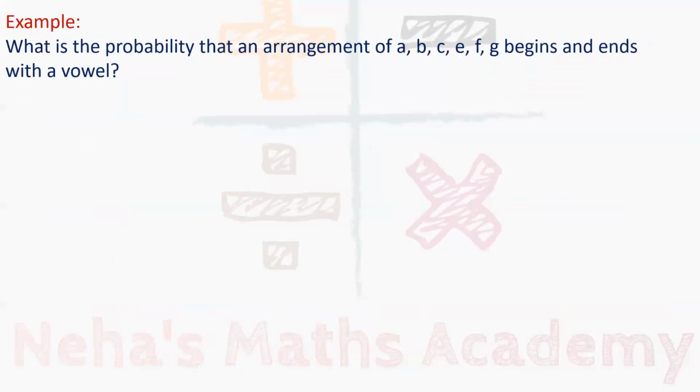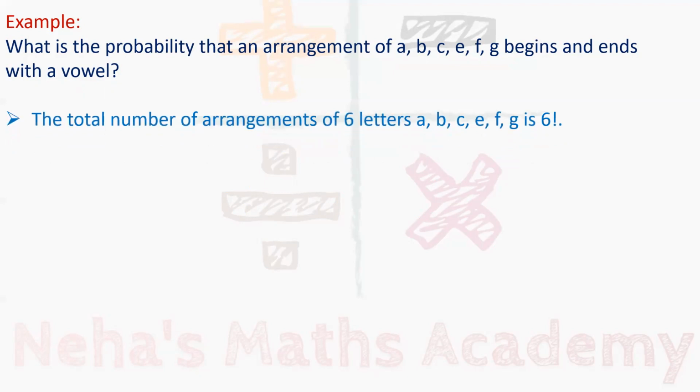Next question: what is the probability that an arrangement of A, B, C, E, F, G begins and ends with a vowel? Here we need to find a probability. That means total number of choices and favorable number of choices. So the total number of choices will be the total number of arrangements of these 6 letters. So in how many ways can we arrange the 6 different letters?